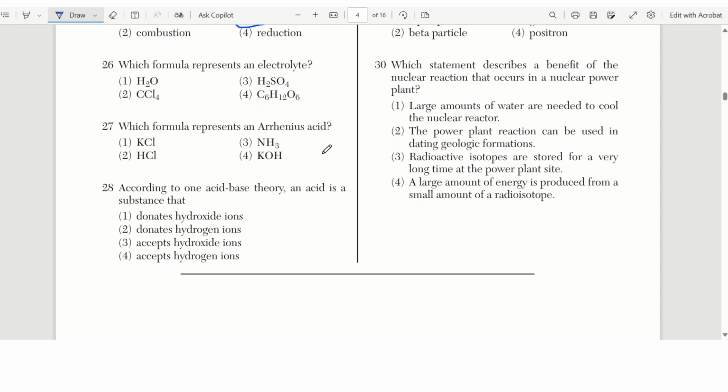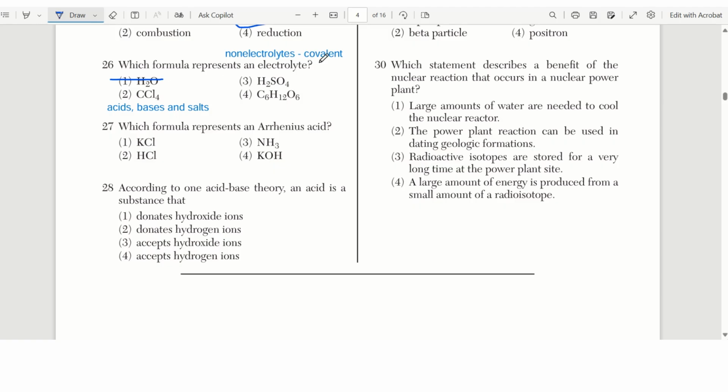Which formula represents an electrolyte? Well, what things are electrolytes? Acids, bases, and salts. Okay. What things are not electrolytes? So non-electrolytes. Typically, we'll look for something that is covalent or molecular. That's typically how we identify those. So if we look here, water is just covalent, right?